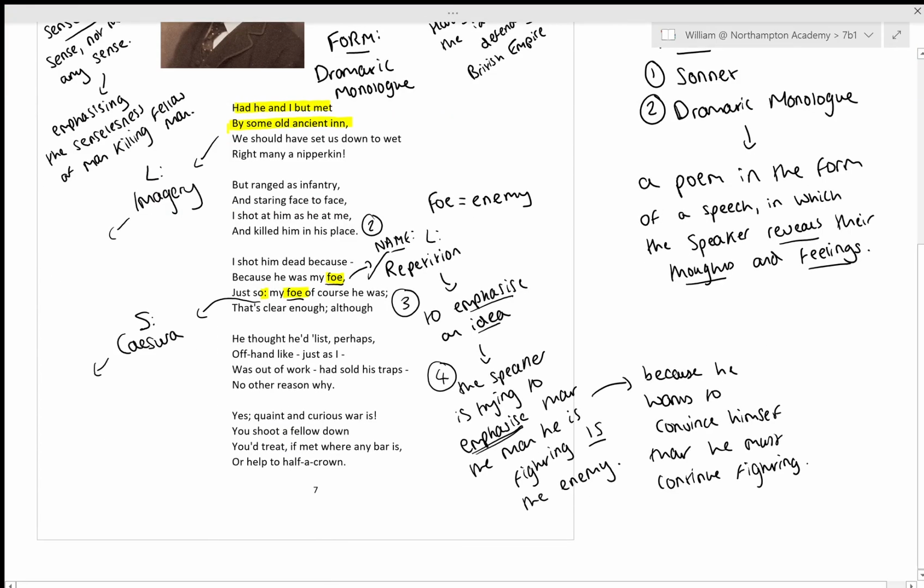Remember, you can download from Show My Homework the PDF that I'm going to attach to that task, and that will explain what imagery is, what caesura is, what the effect of those techniques are. In there will also be some complex vocabulary for you to use, and there are some post-reading questions for you to answer once you have read through the poem.